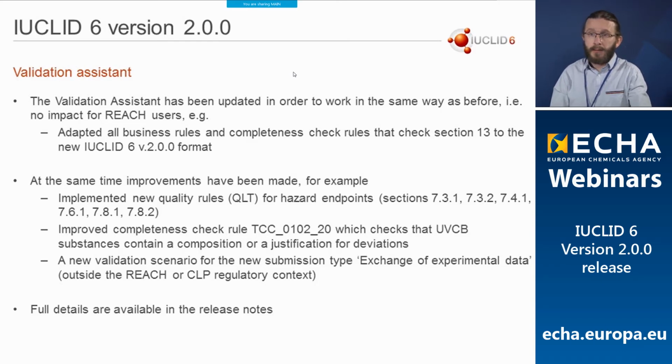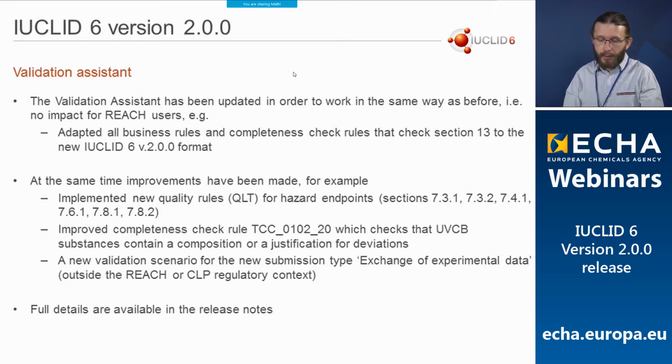The validation assistant has also received some improvements. So for example, we have implemented new quality rules, which are giving you some additional information on the quality of your dossiers. So some indication on what potentially could be enhanced in the dossier you have prepared. It's indicated here that the hazard endpoints for which new quality rules have been implemented are mainly in the human health section of Euclid. We have also improved completeness check rules, not to change the outcome it gives, but to give more feedback on how to fix the errors.